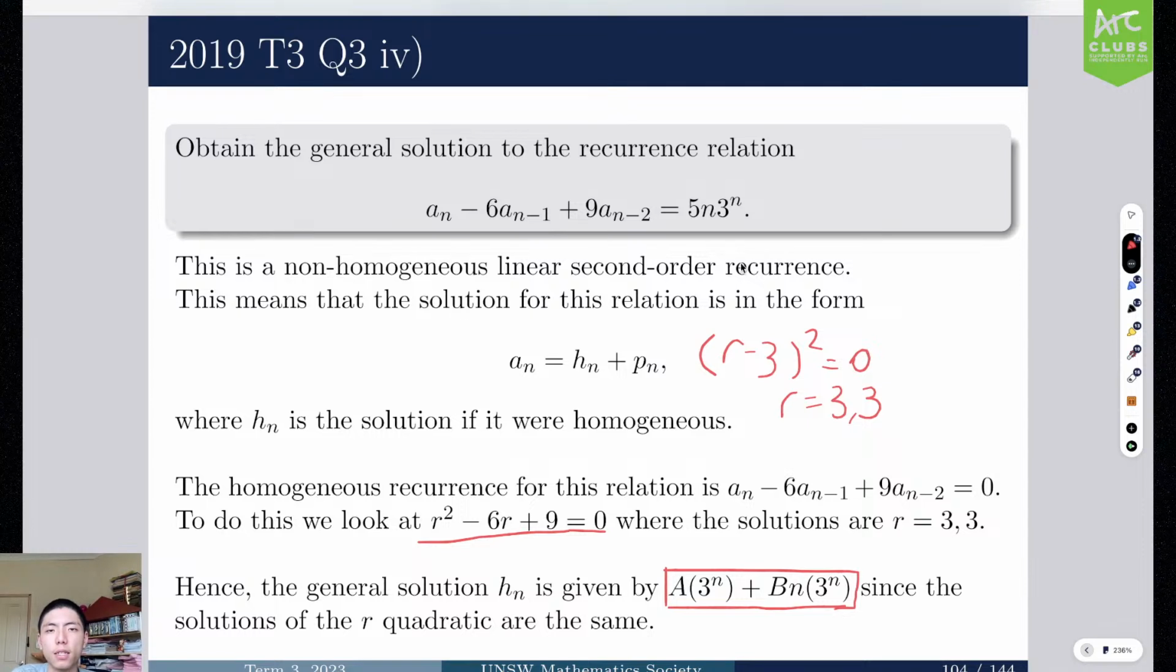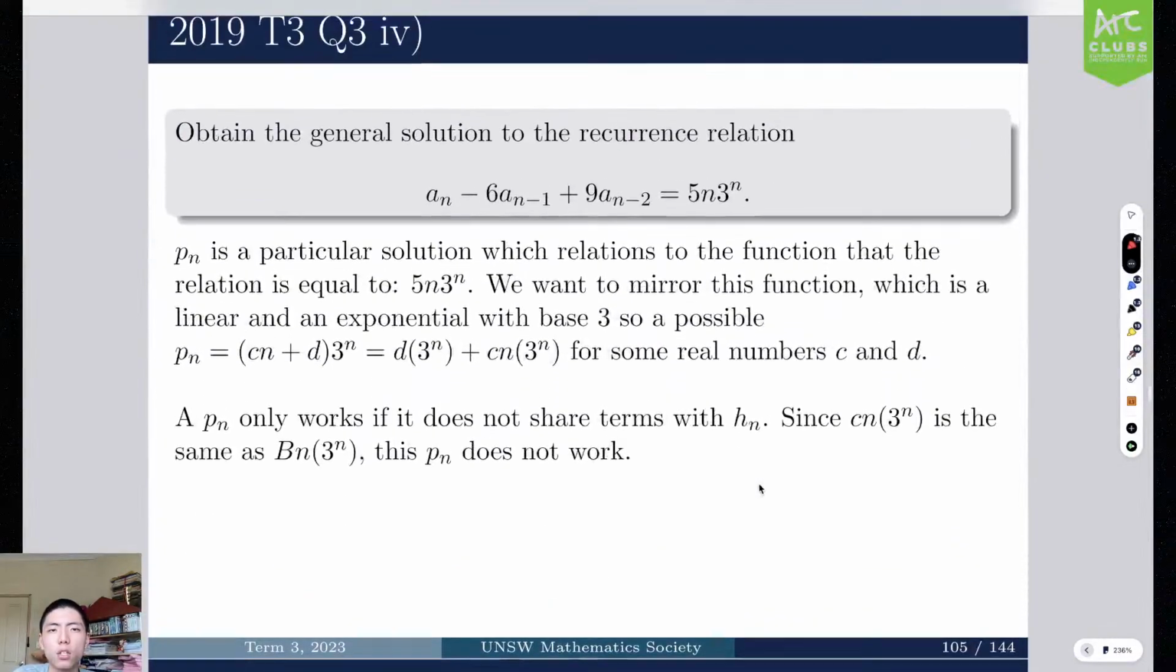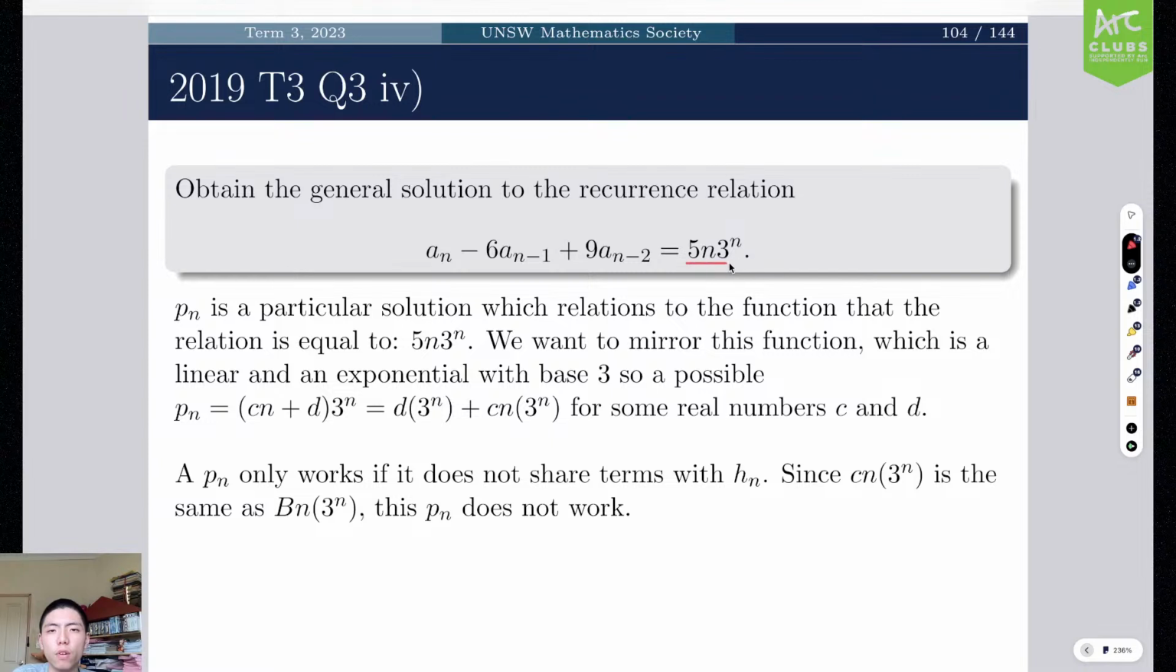Now because this is non-homogeneous, we need to figure out what the particular solution is. Remember, the particular solution is a general guess of the same form as the thing on the right hand side. This is 5n times 3 to the power of n, so it is constructed from a linear term multiplied by an exponential. To mirror this function, we create the general linear function multiplied by 3 to the power of n.